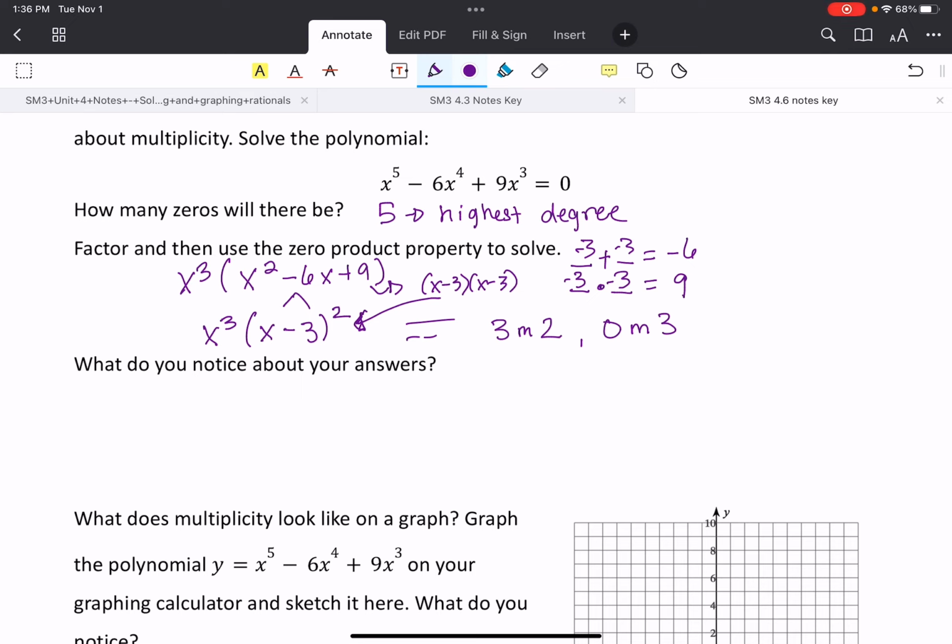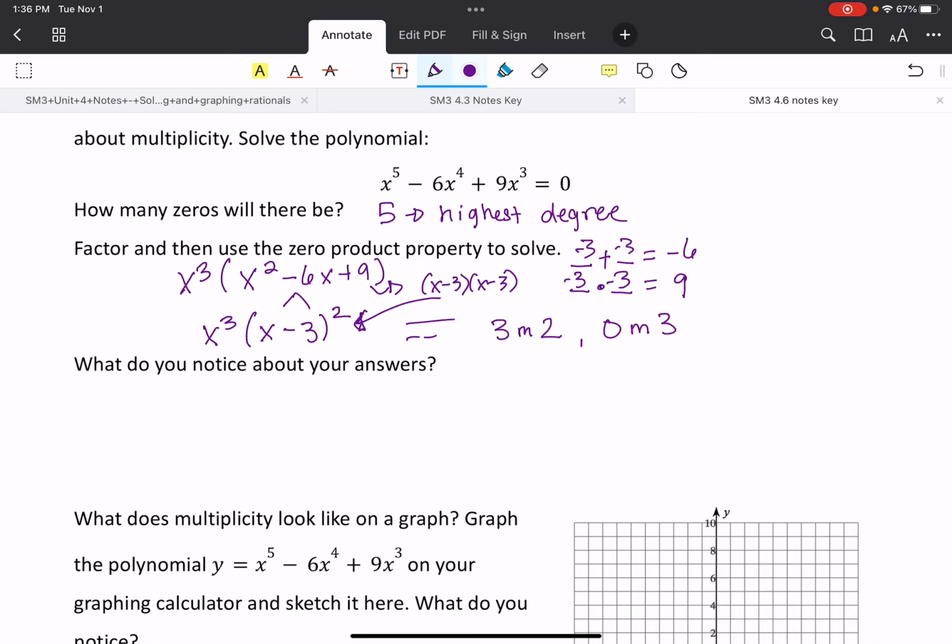Oh yeah, so we said that there are 5 zeros, which makes sense, right? If there are 5 zeros but I only have 2 factors. I'll say that again. We figured out there was 5 zeros, but I only have 2 factors. The multiplicity is where we add to 5. So 1, 2, 3, 4, 5.